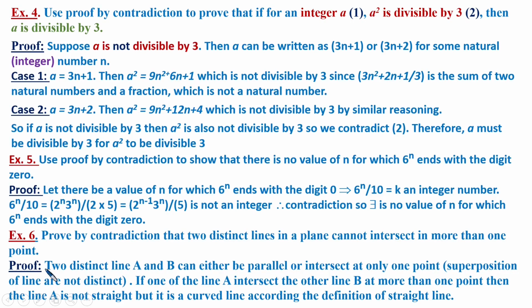By contradiction proof. Two distinct lines A and B can either be parallel or intersect at only one point. Here I say superposition of lines are not distinct. They can be on top of each other. They are not separate lines. It cannot be. So if one of the lines A intersects the other line B, say at more than one point, then this line A is not a straight line because it is a curved line according to the definition of a straight line. So here it contradicts the definition of a straight line. So this is the contradiction here.